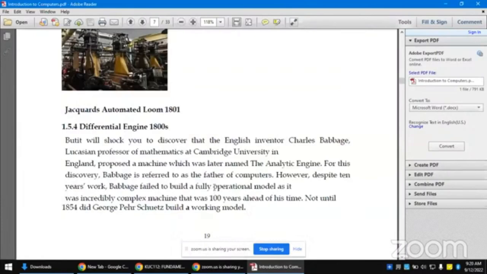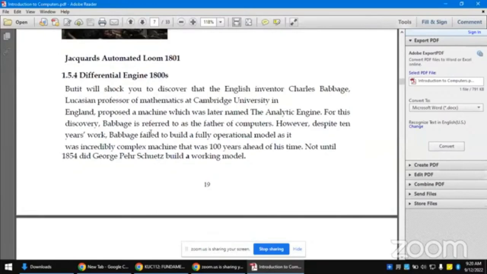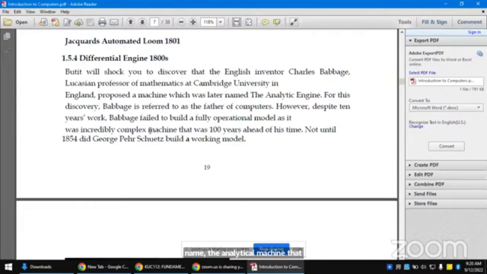the differential engine of the 1800s. But it will shock you to discover that the English inventor Charles Babbage, Lucasian professor of mathematics at Cambridge University in England, proposed a machine which was later named the analytic engine. For this discovery, Babbage is referred to as the father of computers. However, despite 10 years' work, Babbage failed to build a fully operational model, as it was an incredibly complex machine that was 100 years ahead of his time. Not until 1854 did George Scheutz build a working model. So this is the analytic machine.